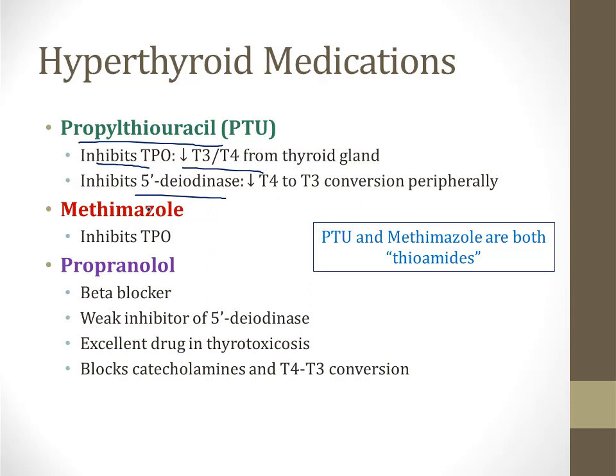There is another medication used for hyperthyroidism called methimazole, which inhibits only TPO, and both PTU and methimazole are in a class of drugs called thioamides, which inhibit thyroid gland production of thyroid hormone. And then finally, the beta blocker propranolol is a weak inhibitor of 5'-deiodinase. This makes it an excellent drug for patients who are thyrotoxic and have hyperthyroidism. It will block the catecholamines that occur in hyperthyroidism, and it will also blunt the peripheral conversion of T4 to T3.